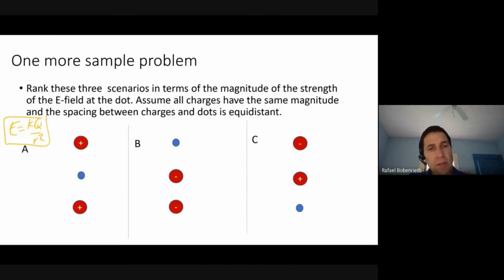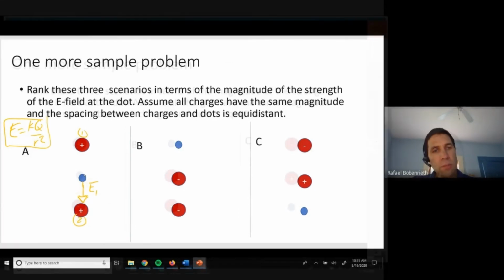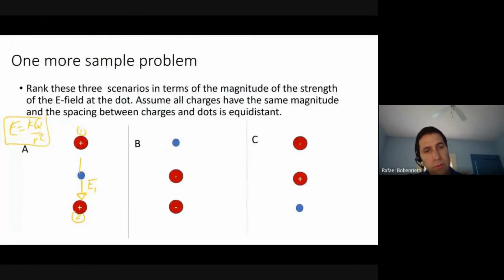So if I were to draw, if I'm going to call this charge 1 and charge 2, the electric field contribution from charge 1 at this blue dot is going to look something like this, right? A blue test charge is going to be pushed away from that charge. But similarly, that source charge underneath is going to create an electric field in that direction.